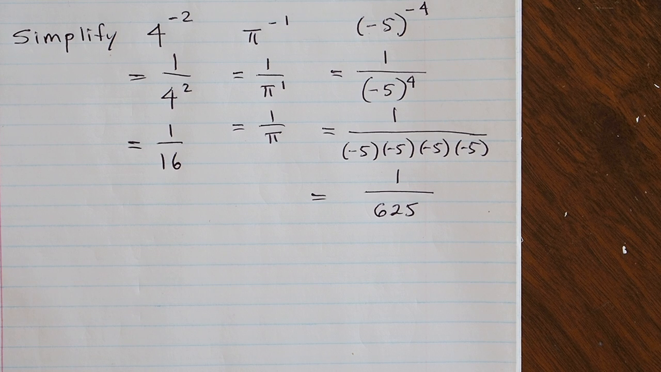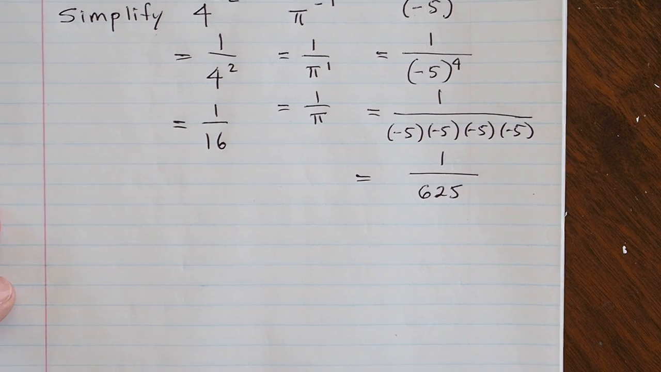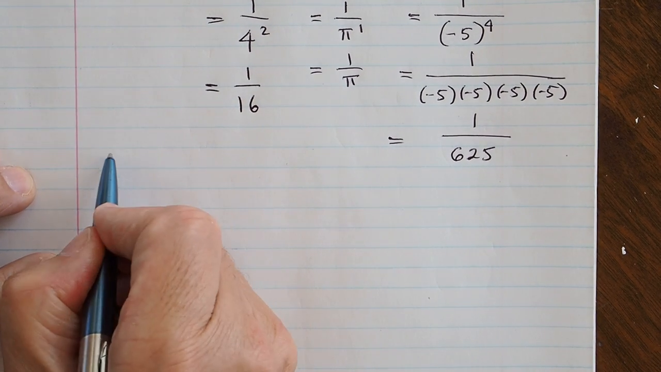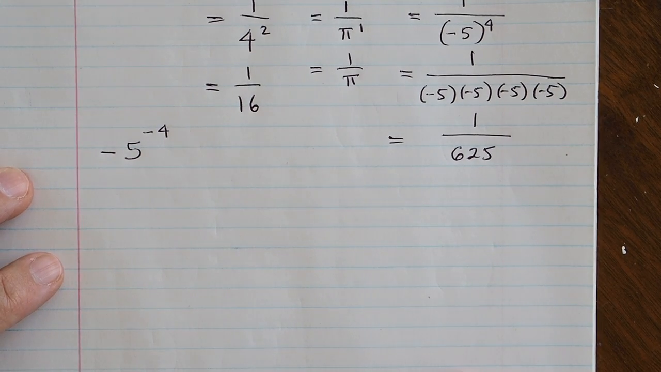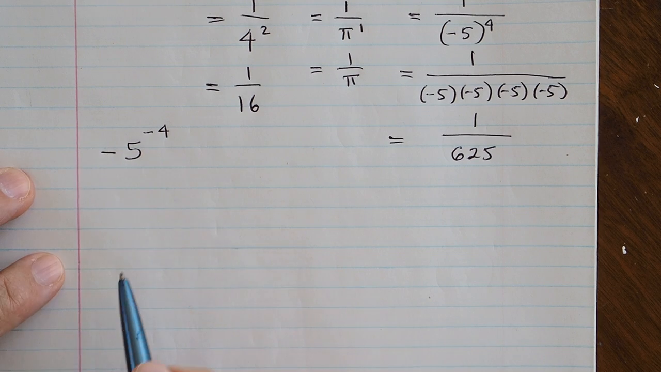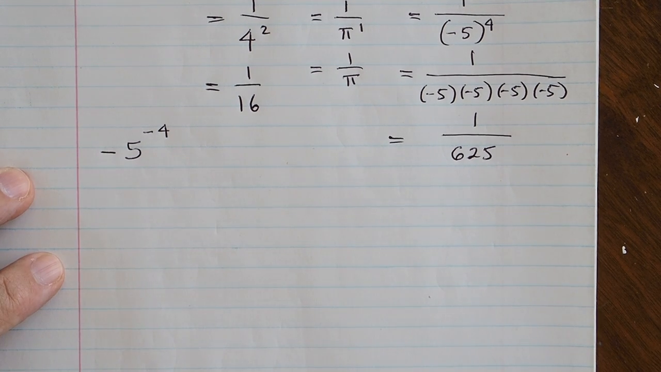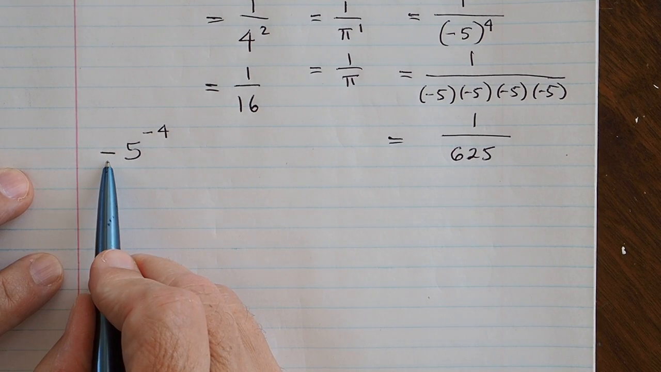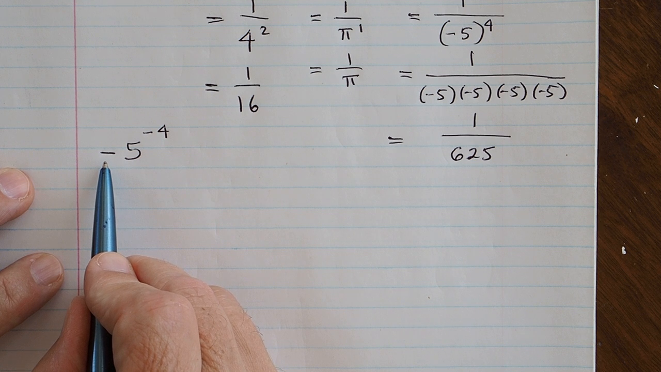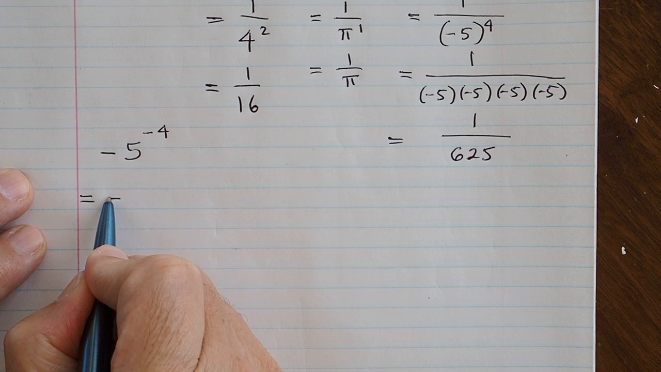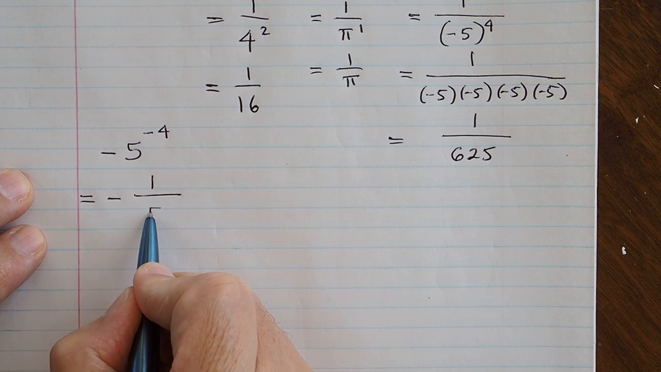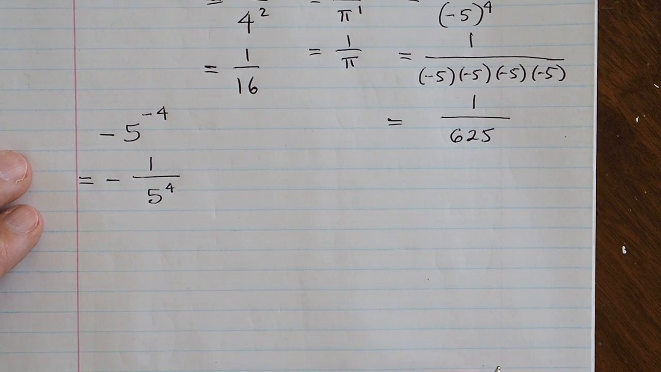By way of interesting contrast, look at this question. What if I had negative 5 to the negative 4? In this case, the negative 4 exponent applies only to the 5. The negative sign out front waits to be administered last. Think order of operations, exponents before subtraction. This would be the negative of 1 over 5 to the positive 4.